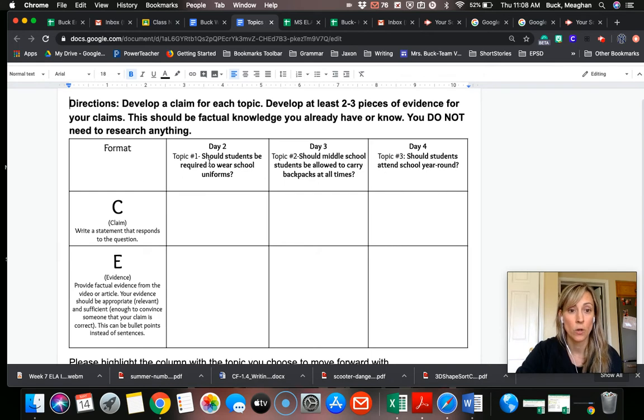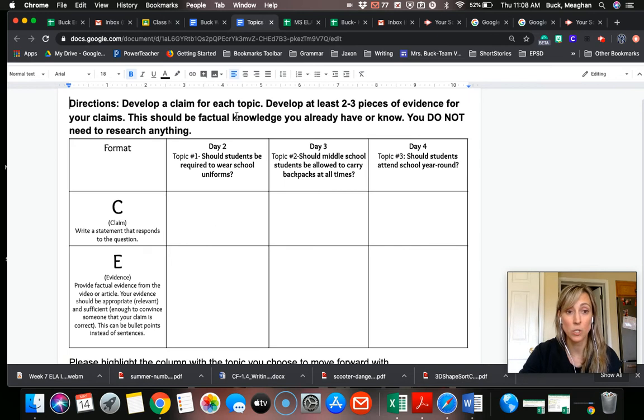Okay. So, for example, topic number 1 is, should students be required to wear school uniforms? So you will develop your claim based on this question. As a reminder, you are not starting your claim with yes or no. You would simply say, students should be required to wear school uniforms, period. That's it. Or students should not be required to wear school uniforms, period. Very simple, just taking a side and a stance. So should or should not. Then you will develop evidence for your claim.